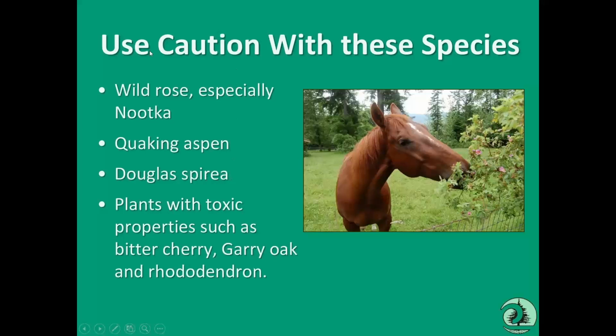And then the other thing to think about when planting is which plants have toxic properties and ensuring that they're kept far away from animal areas. So bitter cherry, Garry oak, and rhododendron are kind of the top ones on our native plant list that we want to be careful about getting near any animal areas. And this spring, we will have another webinar that will be going over the poisonous plants that we have in our area. So not just trees, but it will be herbaceous plants as well.